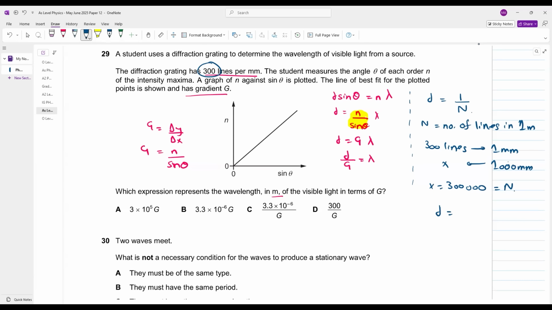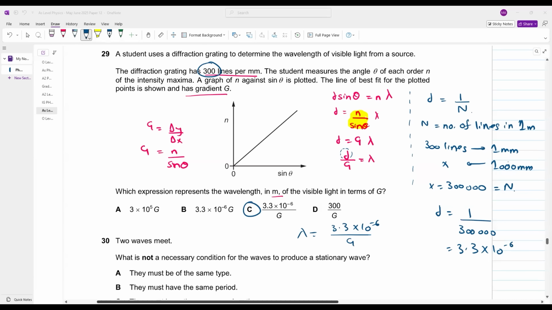Divided, you will get the value of d as 1 divided by 300,000. Calculate, children, what answer does this give? This comes out to be 3.3 times 10 raised to the power of minus 6. Now, you can substitute this value of d: 3.3 times 10 to the power of minus 6 divided by capital G is equal to your wavelength. C is your answer. The answer to 29 is C. Easy peasy. Let's move ahead.